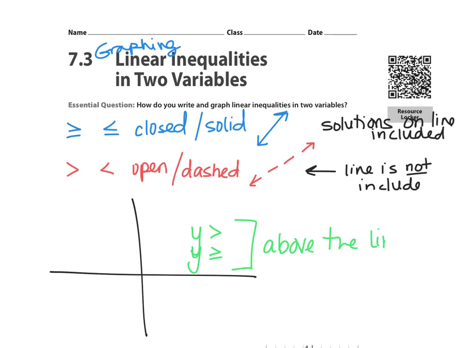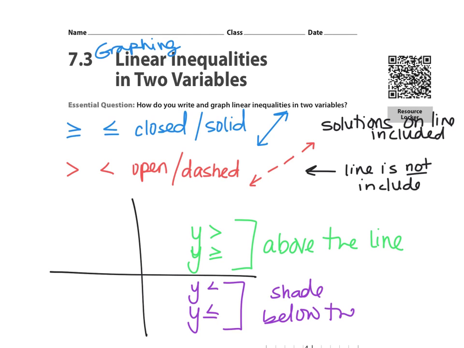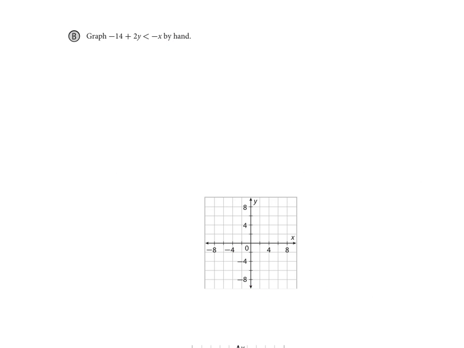And this will make sense once we start doing some. And then alternately, if you have y is less than or y is less than or equal to, both of those are going to mean to shade below the line that we have graphed. So you may need to pause and get all of those notes down because you do need these notes before we can move on. All right, so we've got two examples.